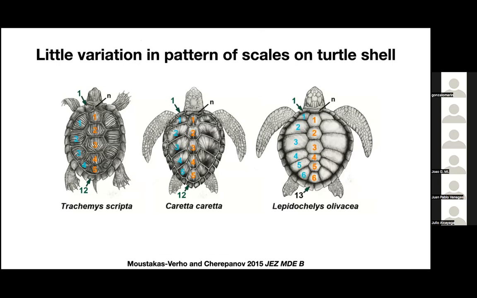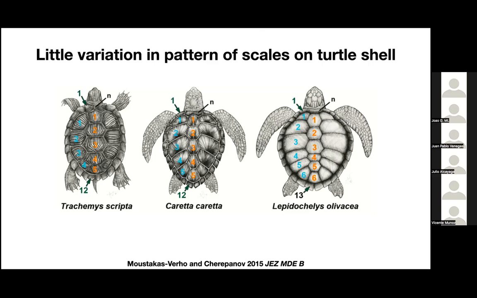And as I mentioned, there is little variation in the pattern of scales on the turtle shell. So these different groups on the outside and the left, there's this trichromy of this red-eared slider. It has the most common pattern of scales on the turtle shell. So on the outside perimeter, there's usually 12. Down the midline, there are usually 5, and then on the sides, there are usually 4.